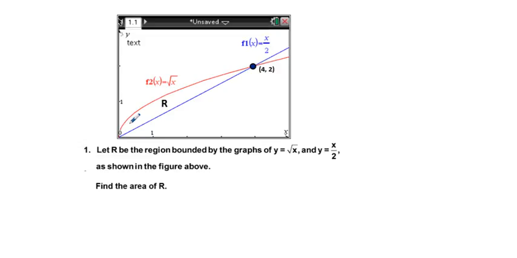Anyway, first problem: let R be the region bounded by the graphs of y equals square root of x and y equals x over 2, as shown in the figure above. Find the area of R. And so you're looking for this area enclosed by this red curve on top and this blue line on the bottom between x equals 0 and x equals 4.